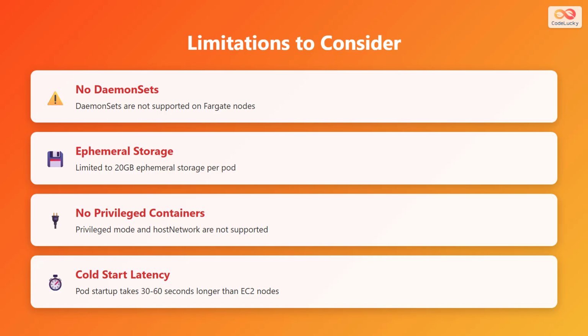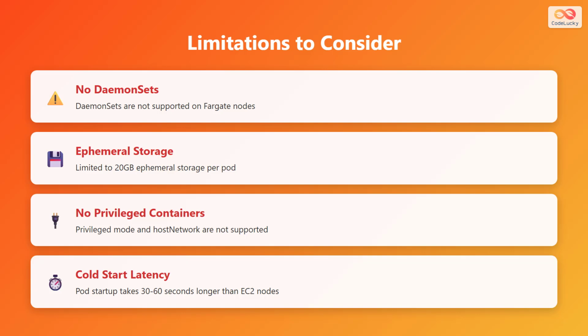While Fargate offers many advantages, it's important to understand its limitations. First, daemon sets are not supported on Fargate nodes. If your application relies on daemon sets for node-level services, you'll need to use EC2 nodes instead. Second, ephemeral storage is limited to 20 gigabytes per pod. If your workloads require more temporary storage, this constraint might be problematic.